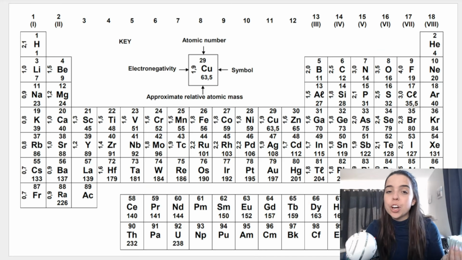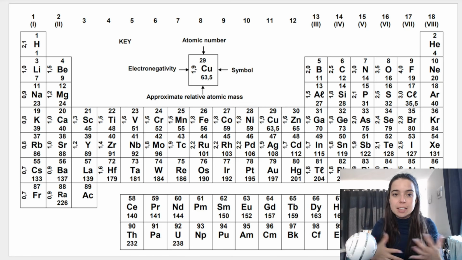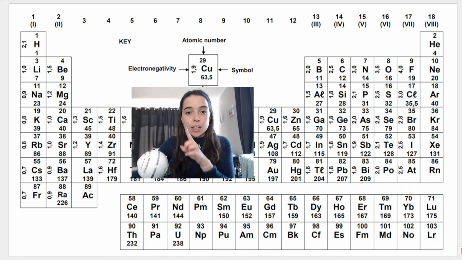Now, this is what your periodic table looks like that you should be receiving in your grade 10, 11, all the way up to grade 12 chemistry exams. I actually took this from the grade 12 exam guidelines, and your grade 10 and 11 teachers should be using the exact same periodic table. If you look at the periodic table, it has a key on it.